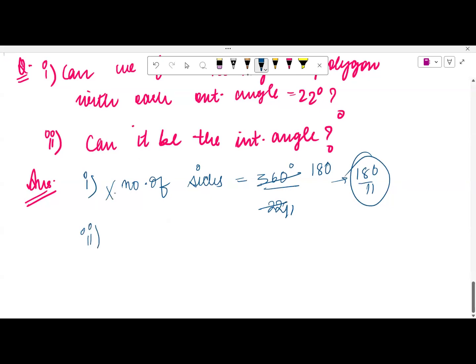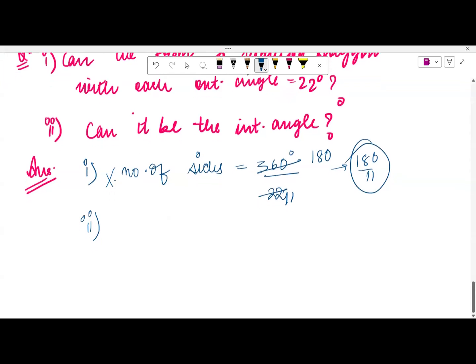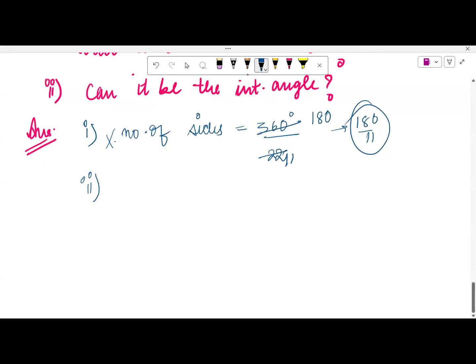Now the second one. No, ma'am, we can't. Let me speak. So second question is, can it be the interior angle? So for the interior angle, we will first find the exterior angle. So if 22 degree is the interior angle, so what will be the exterior angle now?